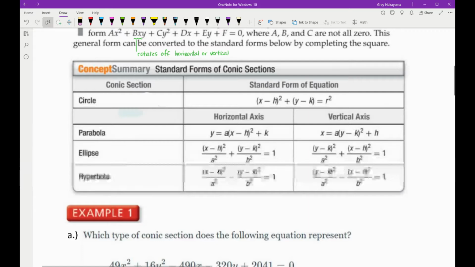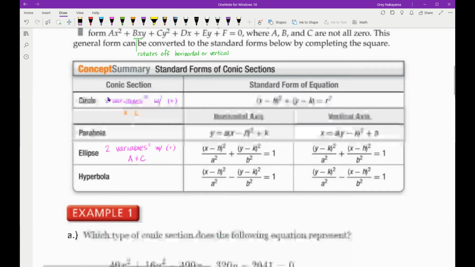Okay, so the characteristics you need to be familiar with, that hopefully you already know, is that a circle has two variables that are squared, and there's always a plus sign in between them. Okay, the difference is A and C are the same. That's how we know it's a circle. If A and C are not the same, then it's going to be an ellipse. Okay, so keep in mind, those are very closely tied together. A and C, meaning these two numbers in the front, are not the same. It's an ellipse. If they are the same, it's a circle.